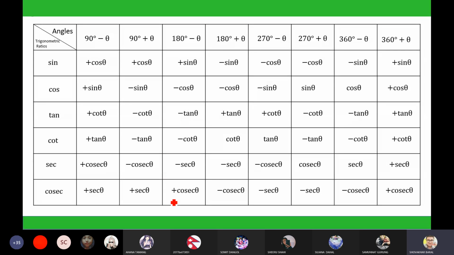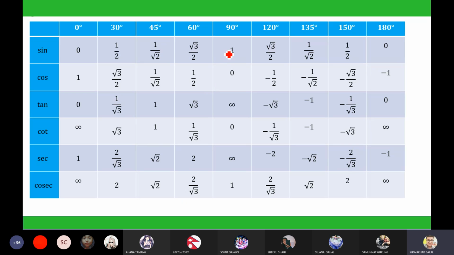Please try to fill this table yourself by writing sin, cos, tan, cot, sec, cosec in the first column, and 90 minus theta, 90 plus theta, 180 minus theta, 180 plus theta, 270 minus theta, 270 plus theta, 360 minus theta, and 360 plus theta in the top row. Please try to fill this table yourself and check it. And these are the values of the standard angles of the first and second quadrants. I request you to remember this table by heart.